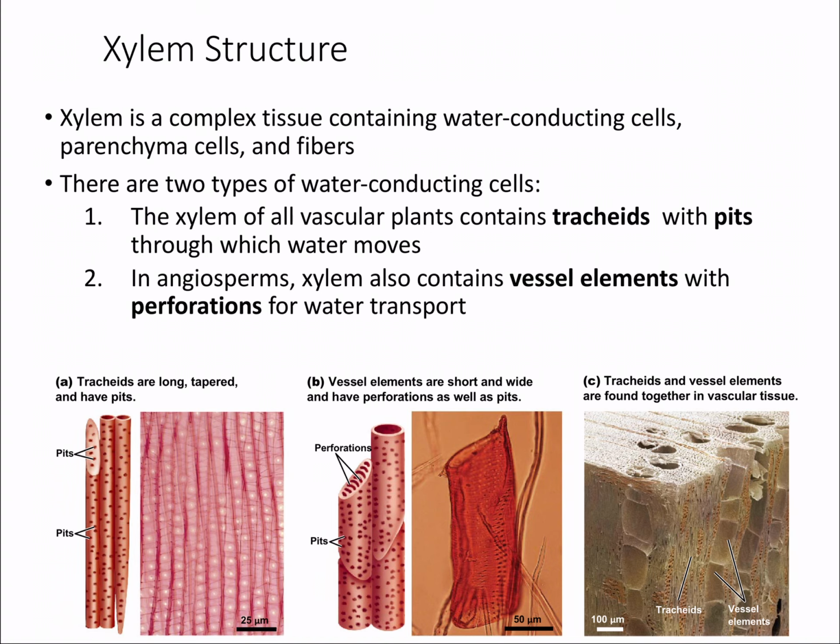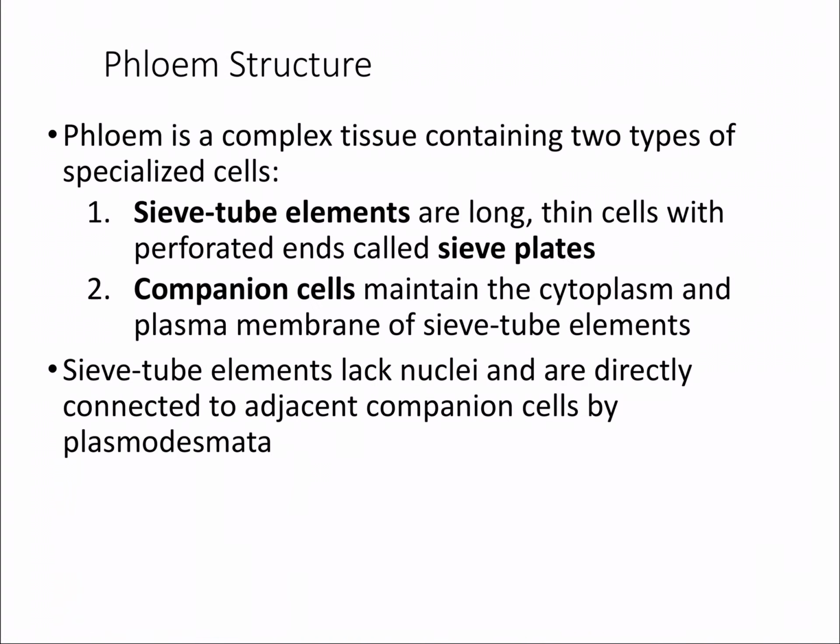And you can see them here in an electron micrograph picture as well, the tubes and the connections between those vessel elements, tracheids. Okay, so phloem. Phloem is going to contain structures called sieve tube elements. And these sieve tube elements are long, thin cells with sieve plates. So you want to recognize phloem contains the sieve tube elements, all right? And your xylem contains the tracheids.